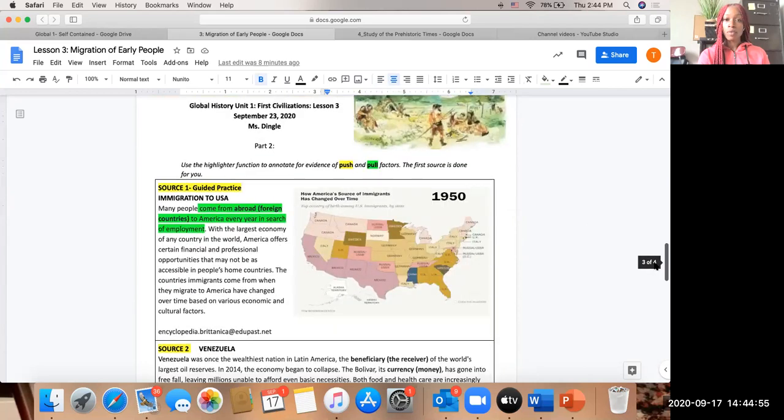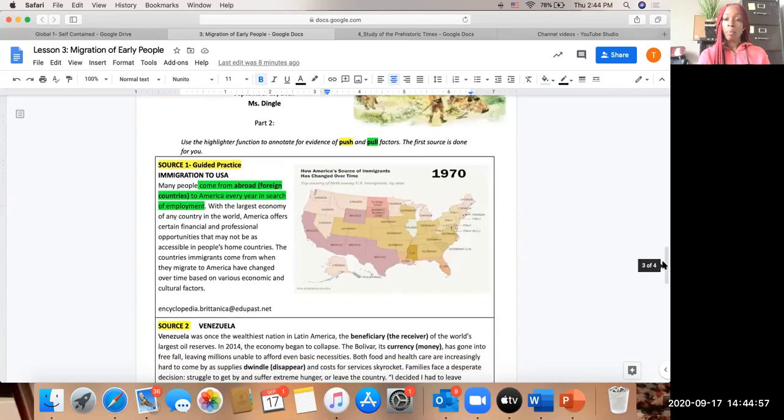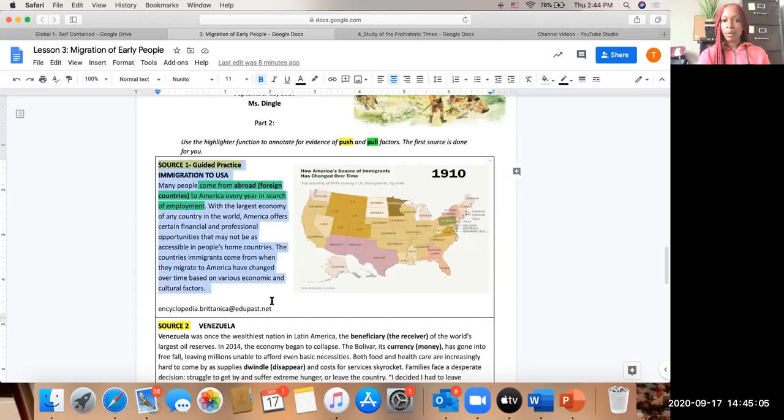Part 2 of your independent practice is more push and pull factors, okay? I did part 1 for you in this part 2, just to demonstrate exactly what we're looking for. So these are the instructions.